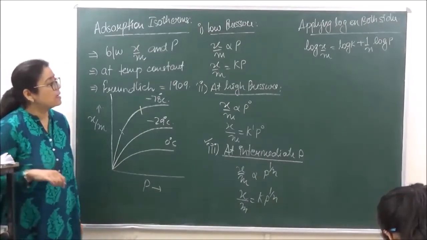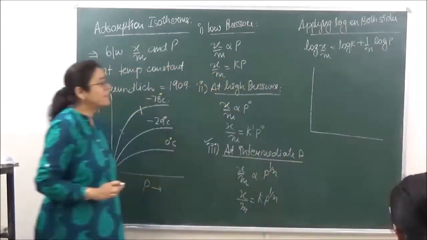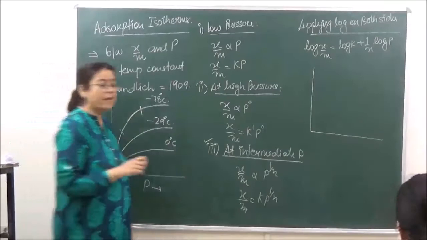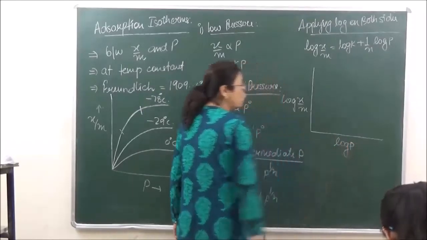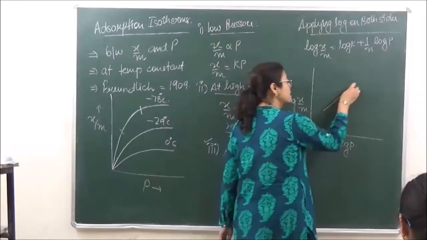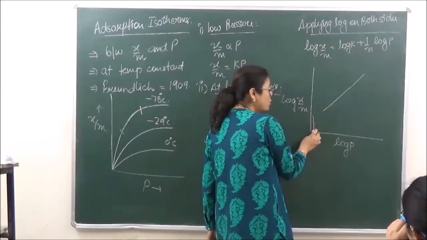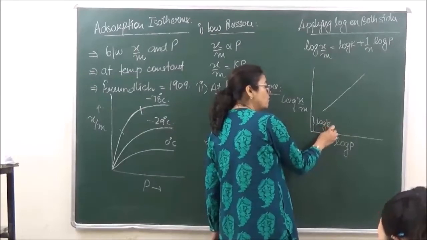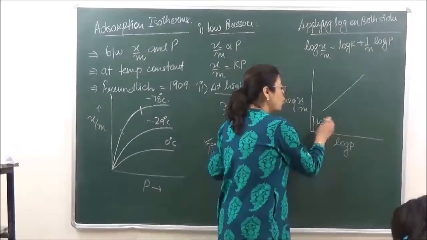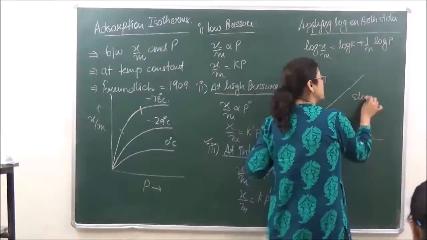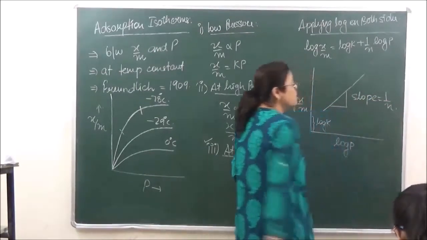Okay. Now when we are looking at the validity of this law, for the validity of the law, we plot a graph between log of x upon m and log of p, and the graph comes as a straight line. Okay? If we are extrapolating the graph till here, then the intercept of the curve is going to give us the value of log of k, and the slope of the curve is given by 1 upon n.